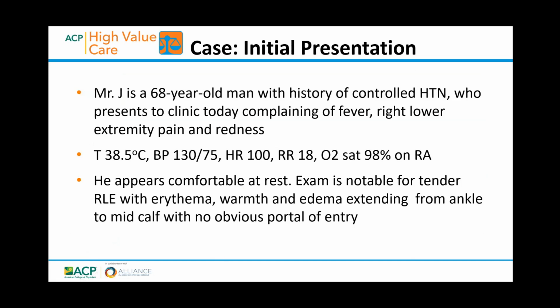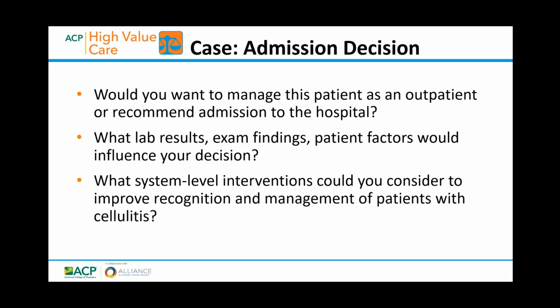So in this case, we have a 68-year-old man with a history of controlled hypertension who presents to clinic today, complaining of fever, right lower extremity pain, and redness. He is afebrile, vitals are otherwise stable, and he appears comfortable at rest. He has a tender right lower extremity with erythema, warmth, and edema, extending from the ankle to the mid-calf with no obvious portal of entry.